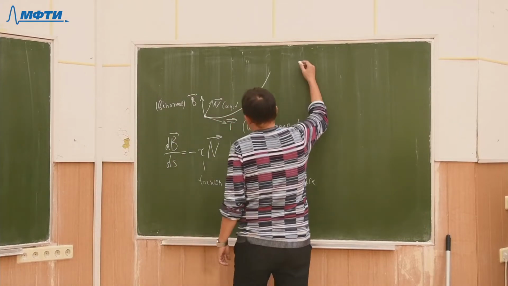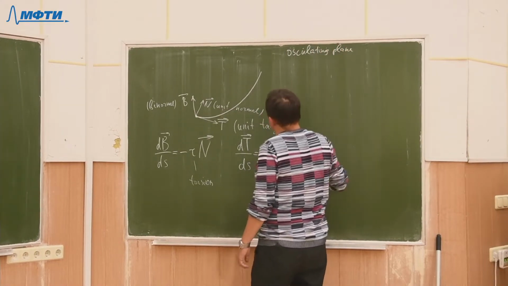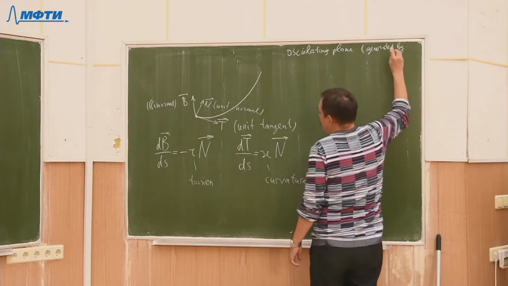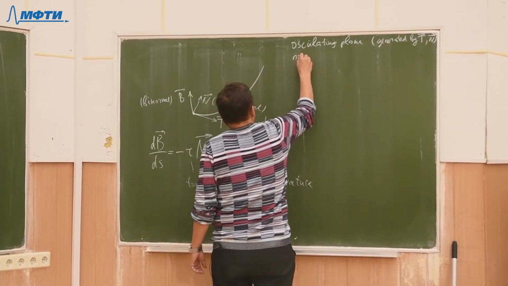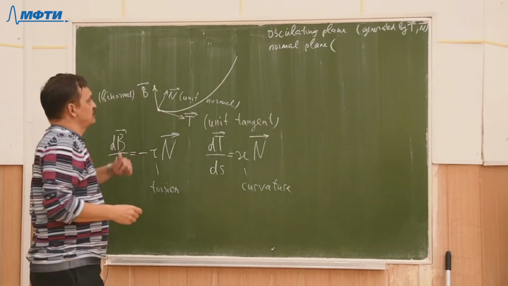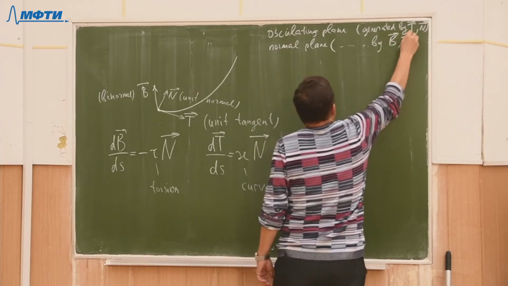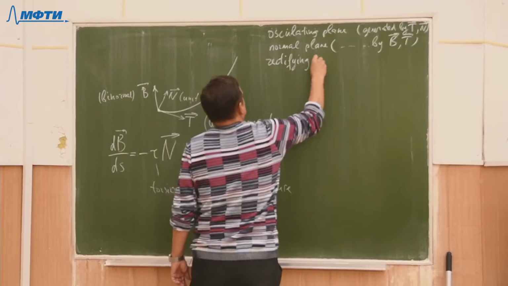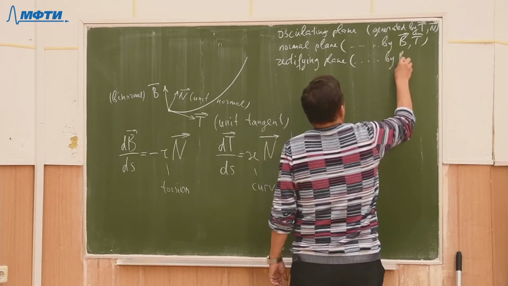Let me recall which planes we have. Osculating plane generated by T and N, normal plane orthogonal to T, so it means generated by B and N, and also rectifying plane, orthogonal to N, so generated by B and T.